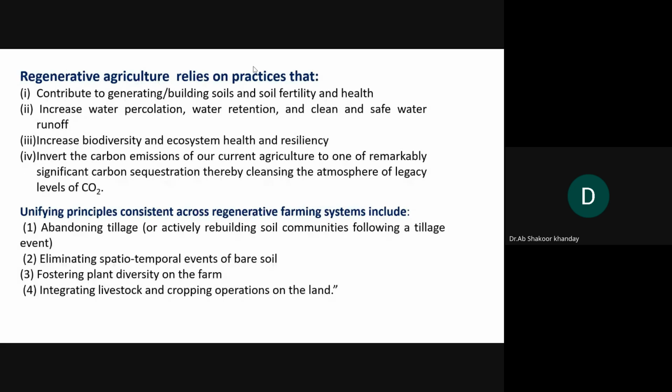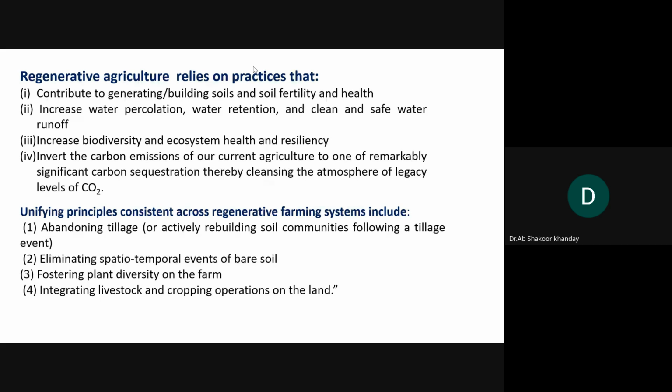It inverts the carbon emissions of our current agriculture to one of remarkably significant carbon sequestration, thereby cleansing the atmosphere. The main reason for inverting is that the current system of agriculture relies on extreme disturbance of the soil. That means very heavy machinery, very heavy tillage is used to disturb the soil. And when we disturb the soil, we actually expose the soil organic carbon to escape. Through the soil disturbance, much more carbon dioxide escapes from the soil.